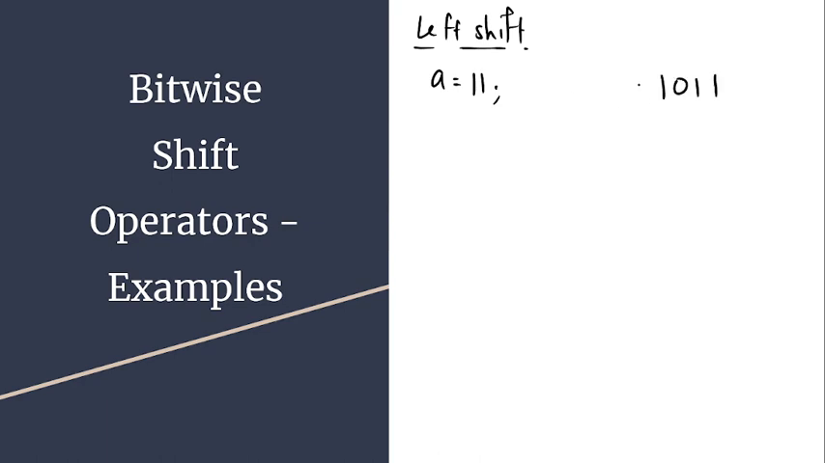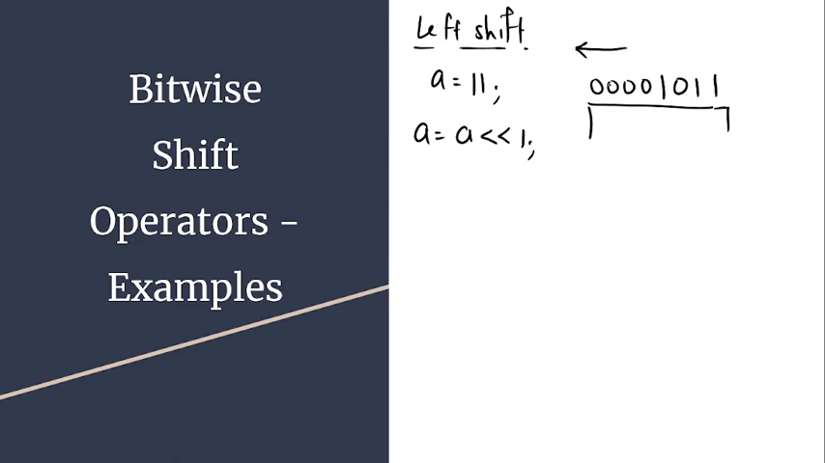This is 11. Let me just put 4 more bits, so it is 8 bits. I am again saying that ideally we should go for int, so that is 32 bits, but this is just for the convenience. So now if I do this, A is equal to A, then left shift by 1. So number of shifts are 1.